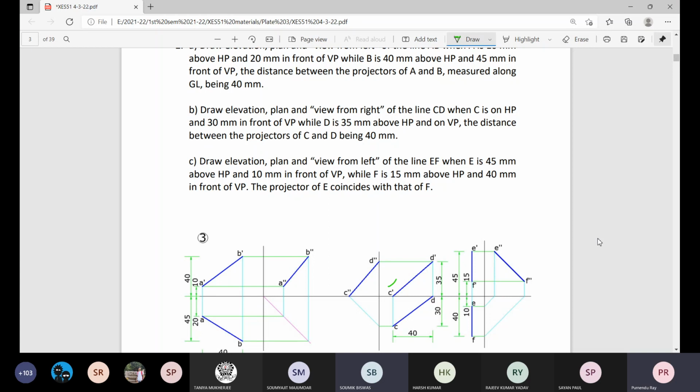And similarly, D is on the vertical plane. So its plan is on the ground line. That's all. So projectors through C dash and projector through D will be like that. Distances are given, 30 millimeter, 35 millimeter. That's all. The distance between the projectors is 40 millimeter. So I hope there is no problem to think in that way also. But visualization is that special ability which clears almost everything regarding the problem of the straight line.